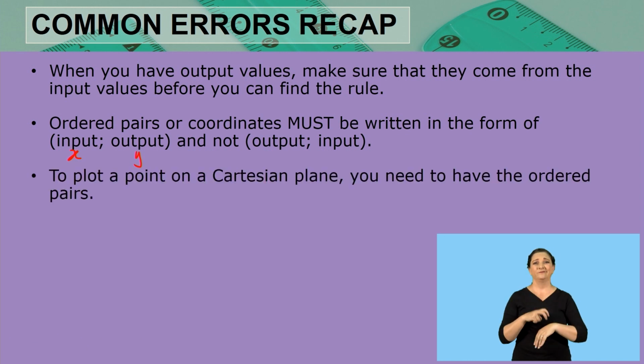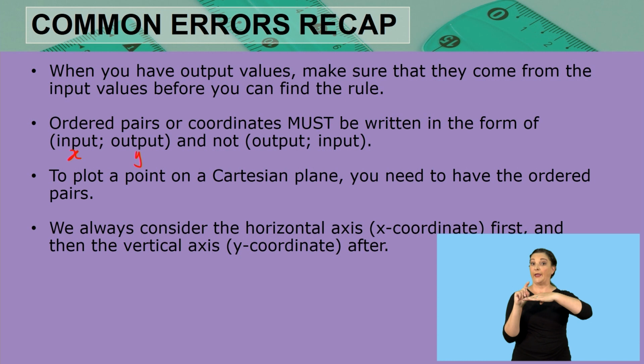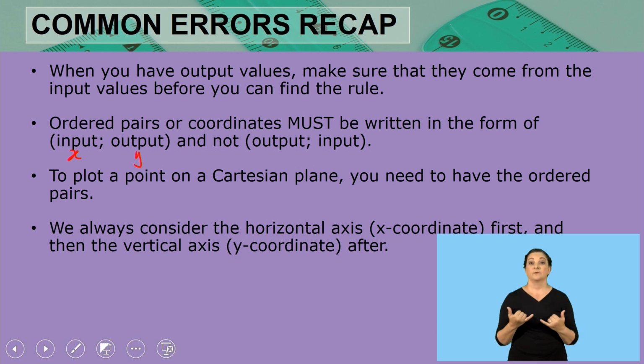Now, to plot a point on a Cartesian plane, you need to have the ordered pairs. Remember, you need to have the ordered pairs. You can have two or more of those ordered pairs. Then, we always consider the horizontal axis, which is the x coordinate first, and then the vertical axis, which is the y coordinate after. That is when we are working with our Cartesian plane.